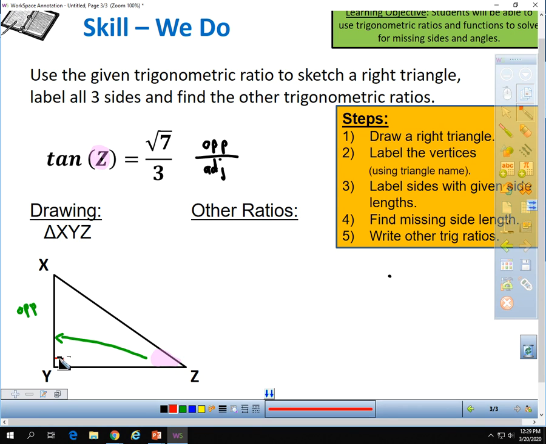Then we look at the 90-degree angle. Across from the 90-degree angle, we have the hypotenuse. And the third side would be the adjacent side.